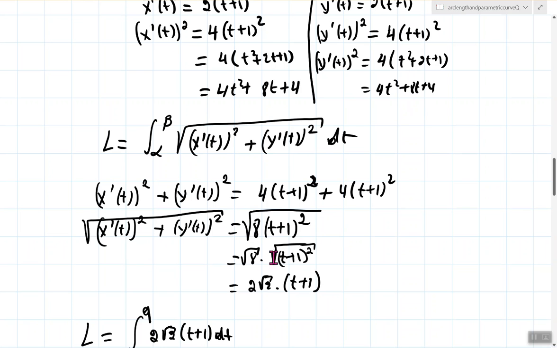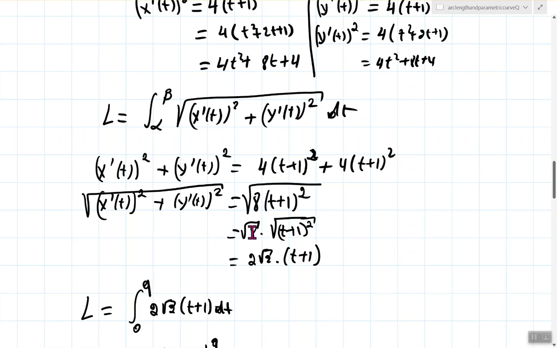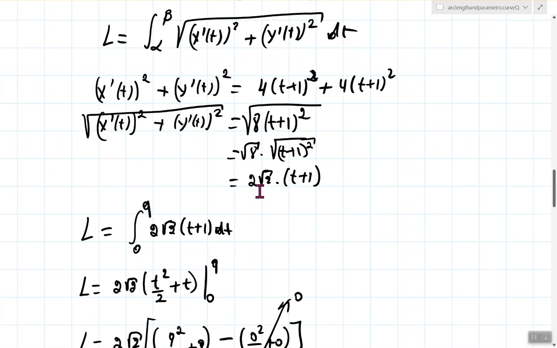Then when you take the square root, you take the square root of 8, and then the square root of quantity t plus 1 squared. The square root of the square will remove the 2, so here you get only quantity t plus 1. Sometimes you write the square root of 8 as 2 times the square root of 2. So that's what you're going to integrate. Okay, so you're going to integrate from 0 to 9.